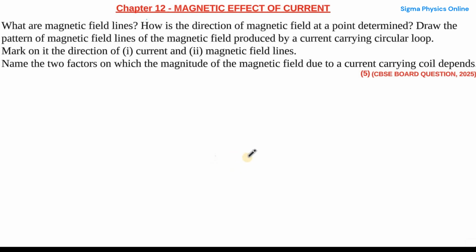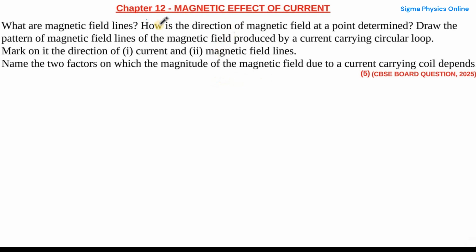This question is from the chapter Magnetic Effect of Current. The question reads, what are magnetic field lines? How is the direction of magnetic field at a point determined? Draw the pattern of magnetic field lines of the magnetic field produced by a current carrying circular loop. Mark on it the direction of current and magnetic field lines. Name the two factors on which the magnitude of magnetic field due to a current carrying coil depends.